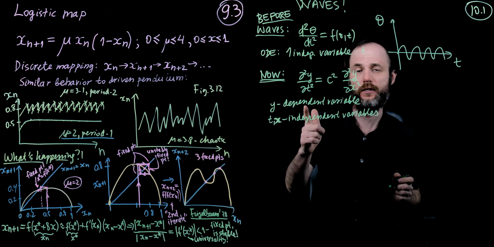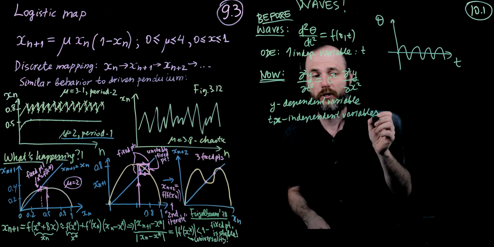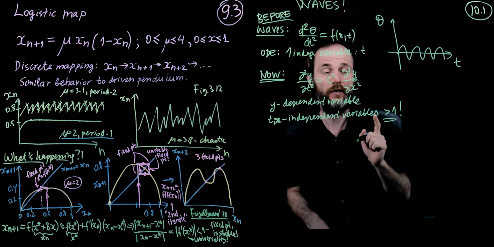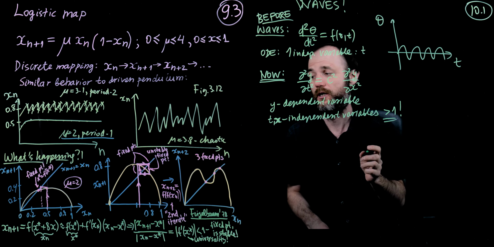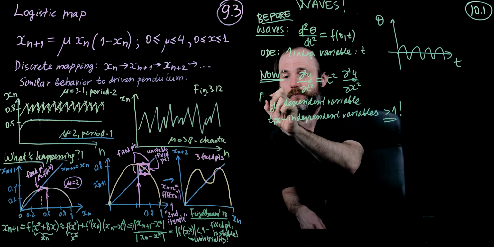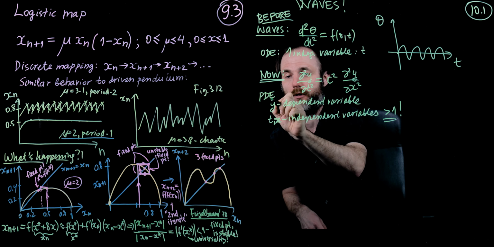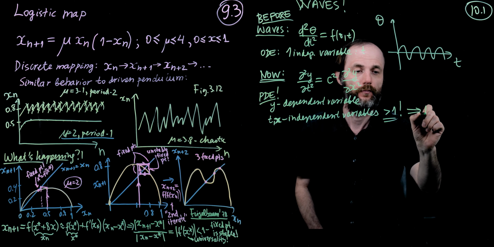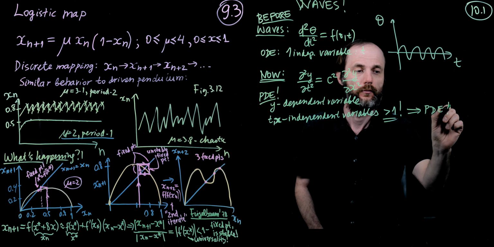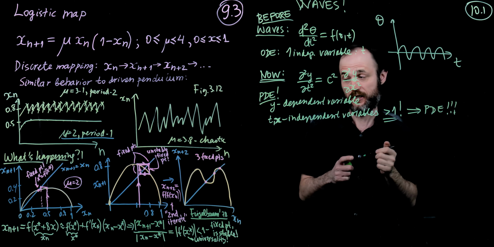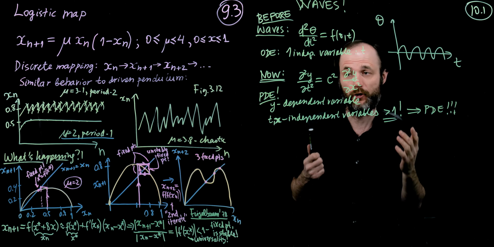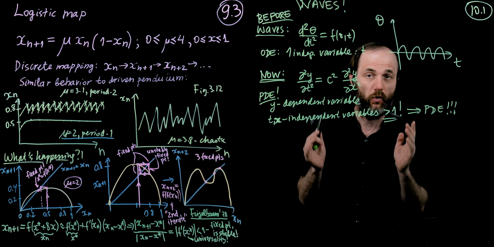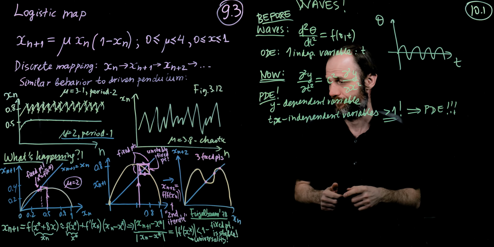All right, so dependent, independent. And because there is more than one independent variable, that means that we're dealing with a PDE, a partial differential equation. And that's what we're going to be solving. Perhaps you heard about that and they sounded scary, but we will demystify them right here and now.